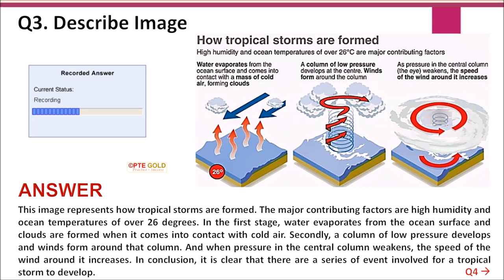Secondly, a column of low pressure develops and winds form around that column. And when pressure in the central column weakens, the speed of the wind around it increases. In conclusion, it is clear that there are a series of events involved for a tropical storm to develop.